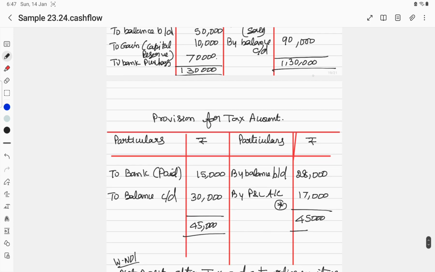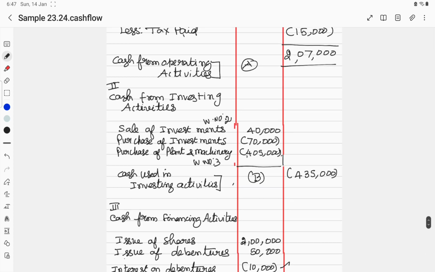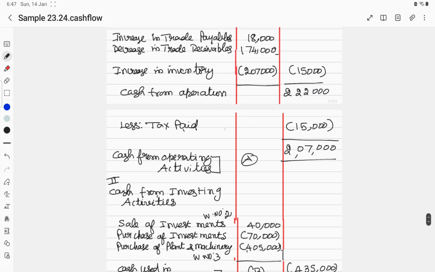See here, provision for taxation. Tax paid here 15,000. It is operating activities, 15,000.